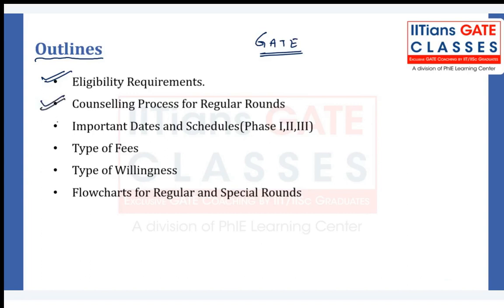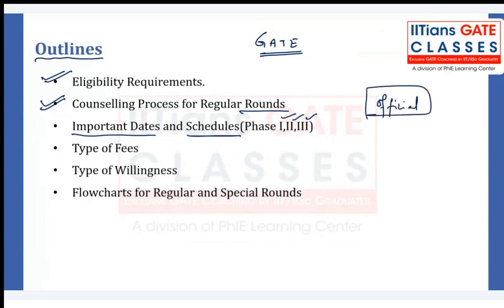What are the steps which you have to go through in the counseling process for regular rounds? There will be different kinds of regular rounds, happening in phase 1, phase 2, phase 3. I will be talking about dates and schedules, because this is very important to keep in mind. Other than that, everything is mentioned in the official advertisement, so that you can go through it, but you can get the brief idea from our YouTube channel.